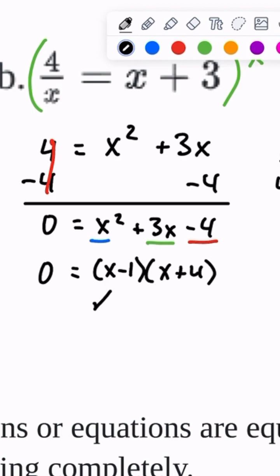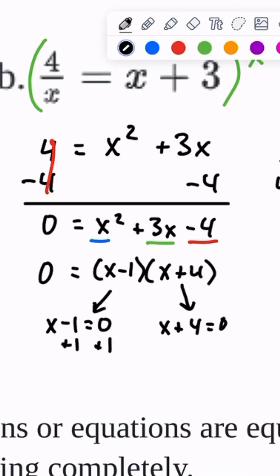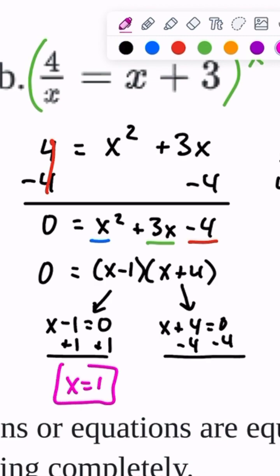Boom, now into the zero product property, splitting these up and setting each one equal to 0, so x minus 1 equals 0, and x plus 4 equals 0. You add your 1, you subtract your 4, and you'll end up with two answers. x equals 1, and x equals -4.